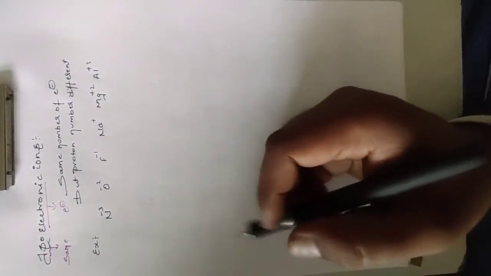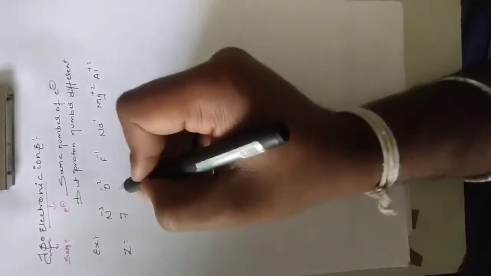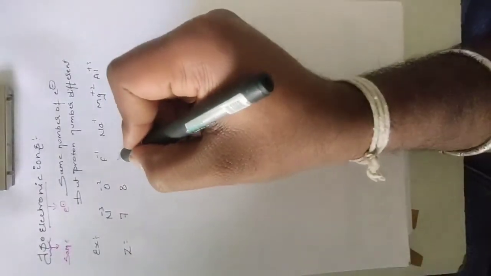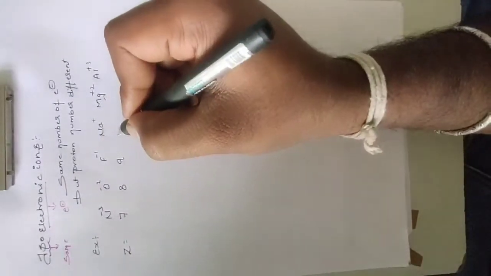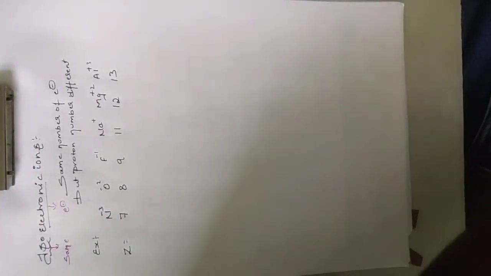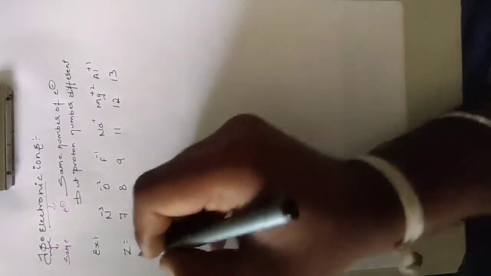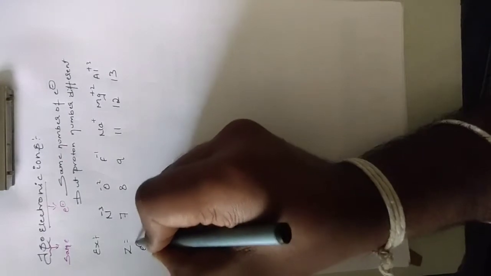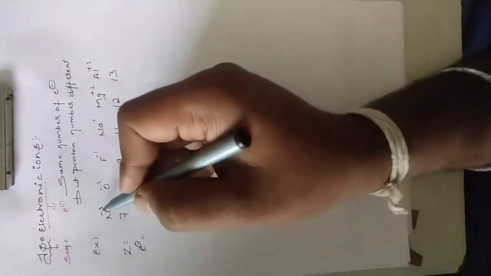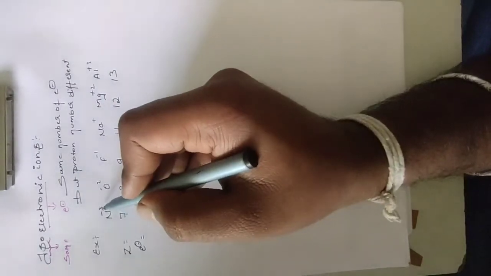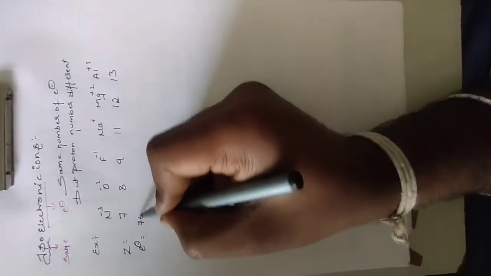Okay, you see, the atomic numbers we represent as Z. Nitrogen is 7, oxygen 8, fluorine 9, sodium 11, magnesium 12, aluminum 13. Correct? Now if we talk about the electrons, how many electrons are there? Minus means we want to add. 7 plus 3, how much?